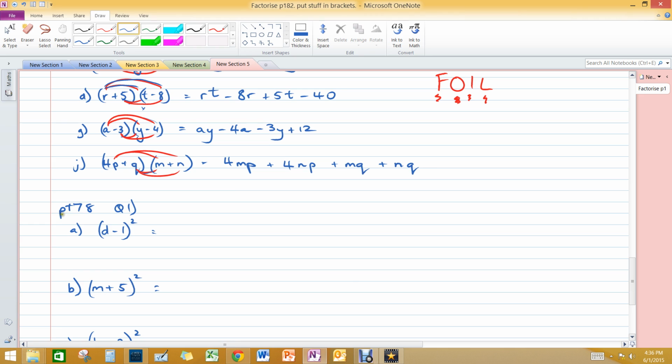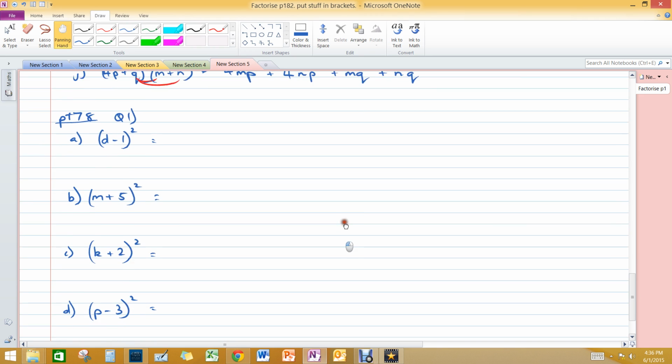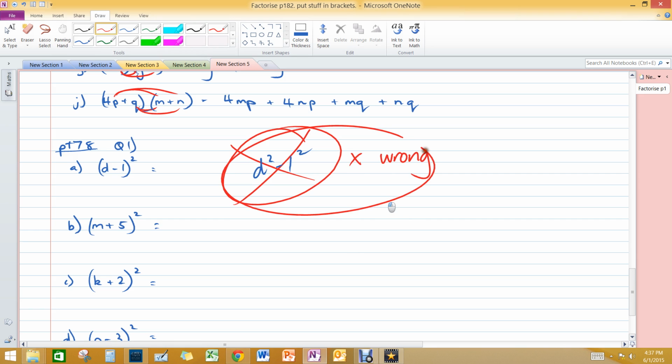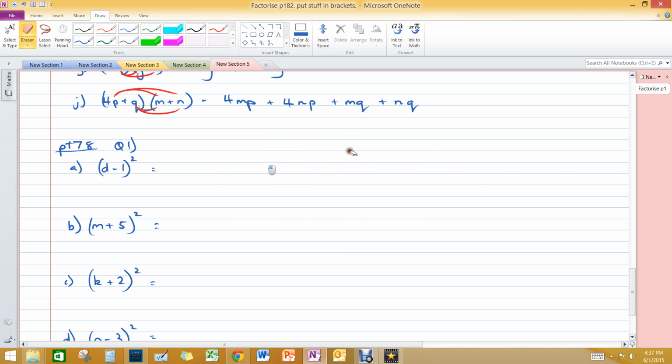Alright, so next one, page 178. Let's look at some of these using our special products. So when you see d minus 1 squared, the temptation is to go d squared minus 1 squared. Okay, just so you know, that's not correct. Or that is incorrect, it's wrong. Alright, we need to be very clear on that, because what it actually means is d minus 1, and this squared means this number multiplied by itself.